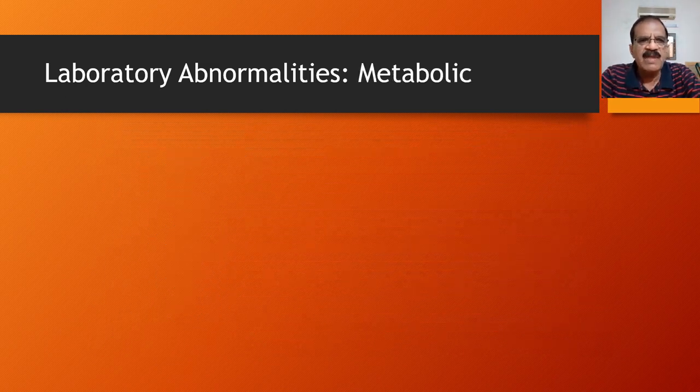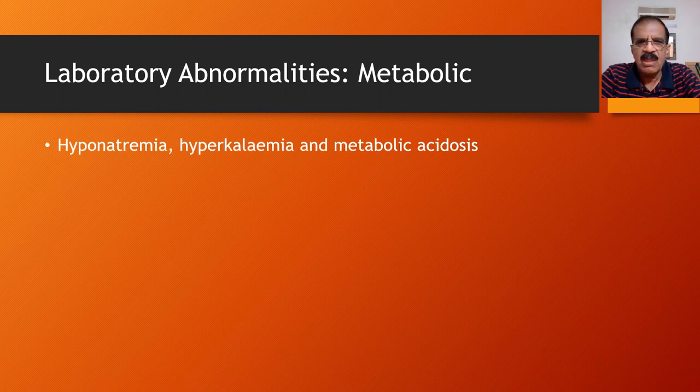Now other routine tests, metabolic. Hyponatremia is easy to understand, as cortisol, mineralocorticoid and glucocorticoid try to preserve sodium, and since in this case cortisol is reduced, more and more sodium will be lost in the urine, and there may be hyponatremia. Hyperkalemia, because again cortisol is actually helping to excrete potassium. If that is not happening, there is likely to be hyperkalemia.